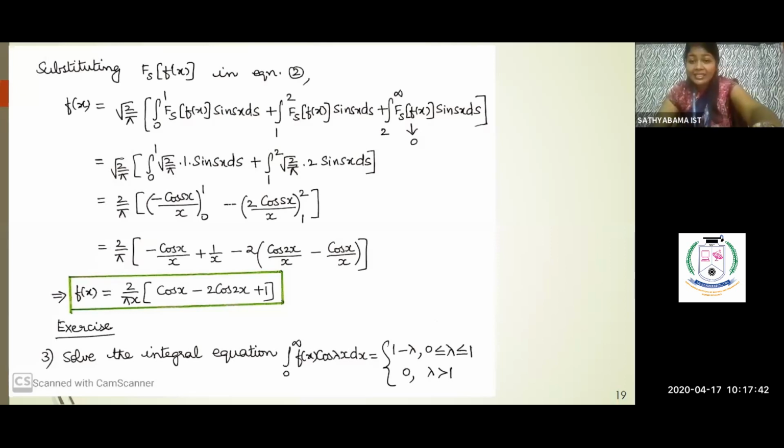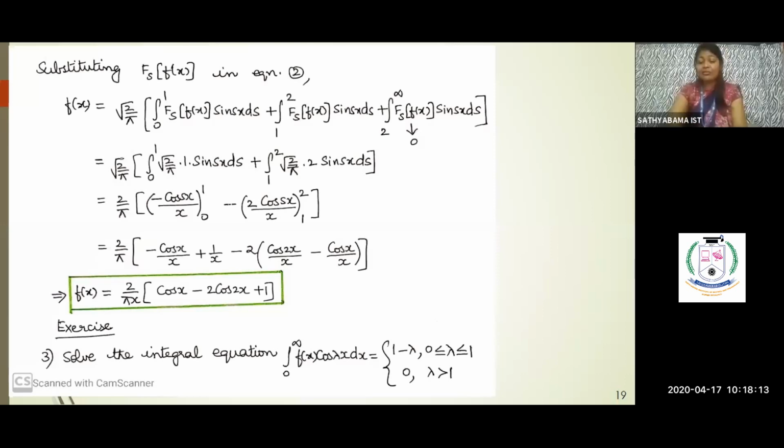See, why am I dividing by x? Because the variable here is s. This is integral ds. s is the variable, so x is the constant. So when you divide by the constant, you'll have to divide by x. And then I've substituted the limits and simplified. That's how I get f of x to be 2 by pi x, which is common throughout, into cos x minus 2 cos 2x plus 1. So we've successfully found the value of f of x using the inversion formula for sine transform.